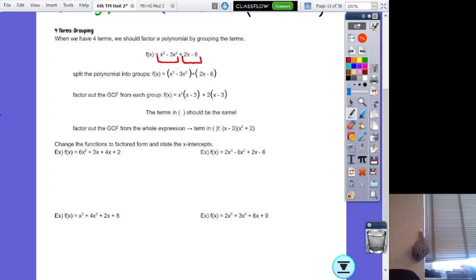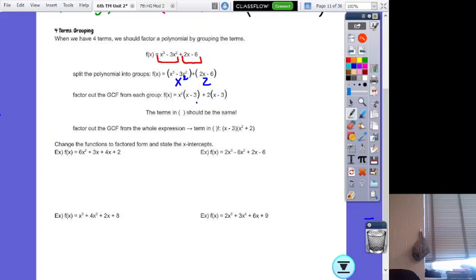So in each one of those groups, you look for the GCF. So these 2 terms have an x squared in common, and these 2 terms have a 2 in common. So what they did is they factored out that GCF and had the leftovers, and factored out this GCF with the leftovers. That second GCF, you have to have a symbol with. So if it's a positive 2, you put a plus 2. If it's a negative 2, you put a minus 2. Okay? So you have that.